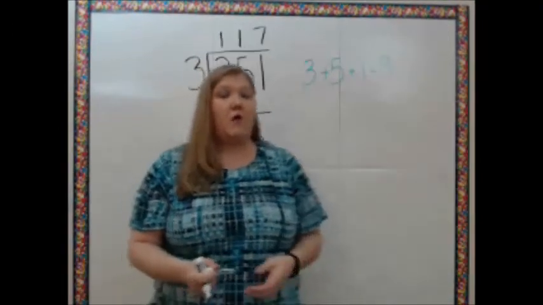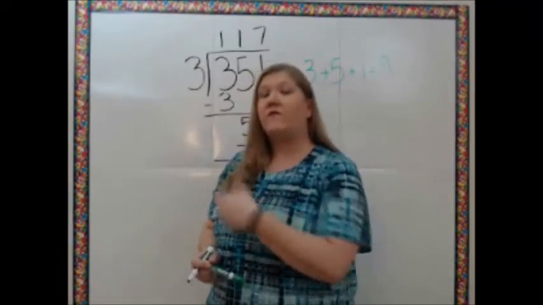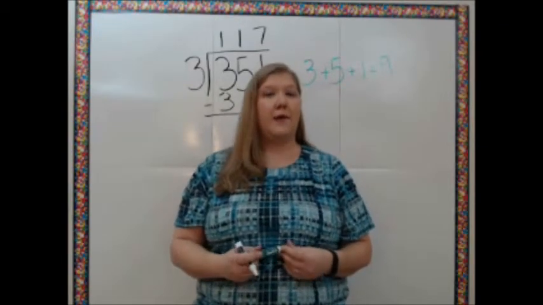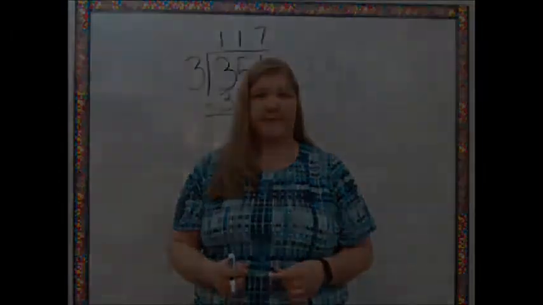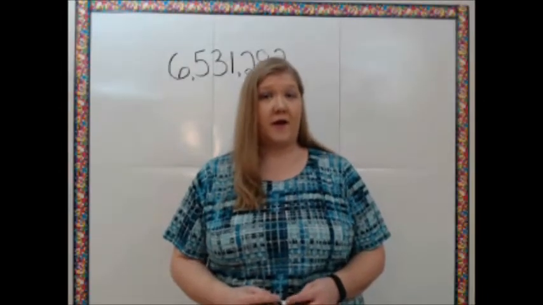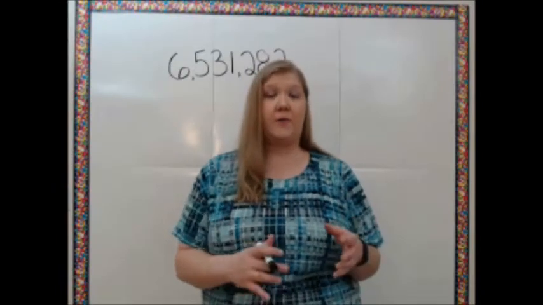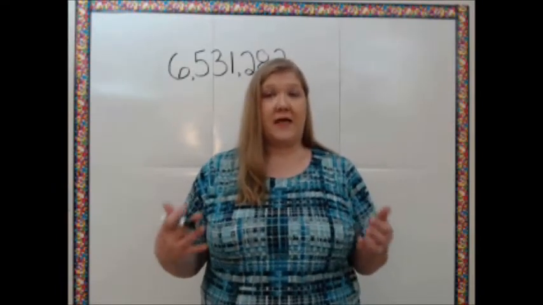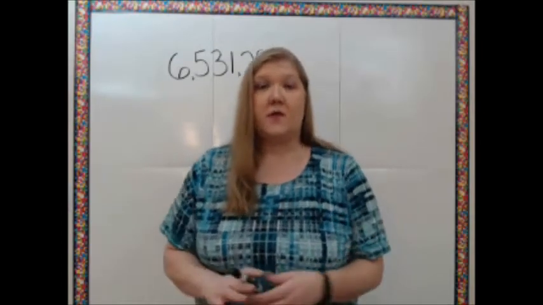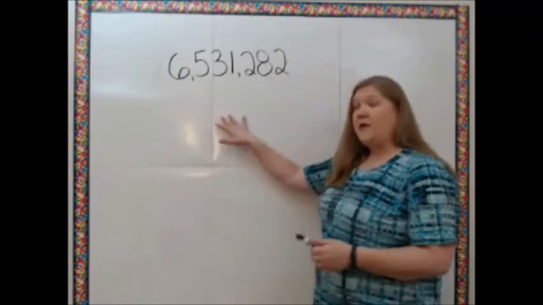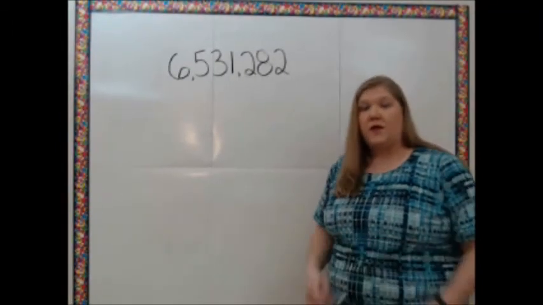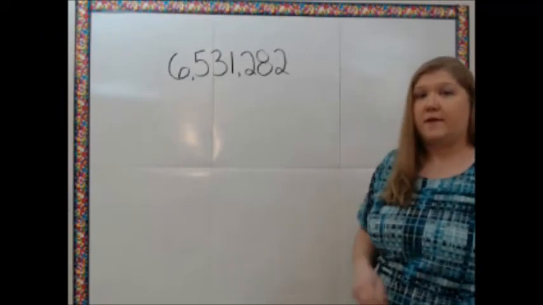So there we have it. We know that this trick works, at least for this 3-digit number. But what if those numbers get even bigger? Maybe a 7-digit number. We're going to try an even bigger number and make sure that our rule of adding up all the digits and verifying that the sum is divisible by 3 still works even for big numbers. So here I have a 7-digit number, 6,531,282.